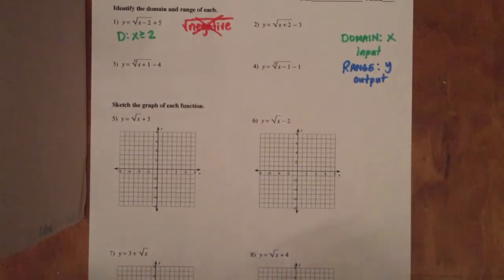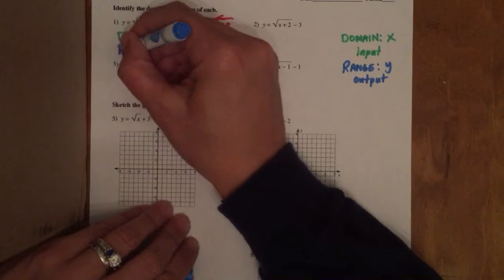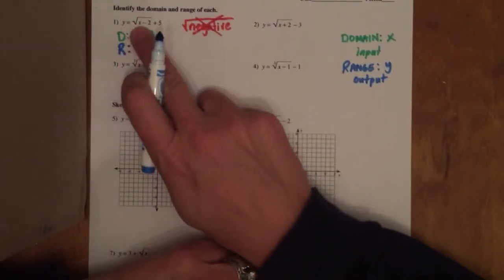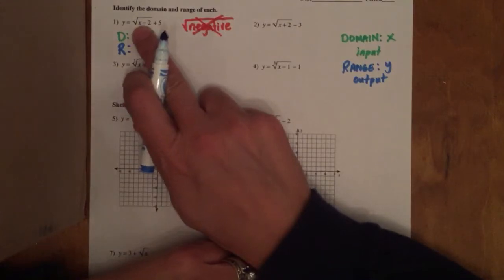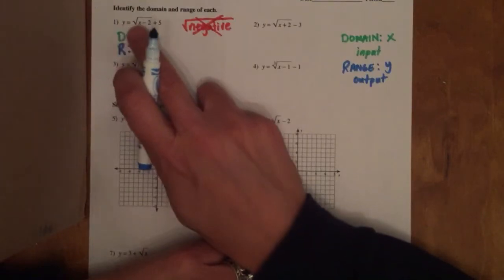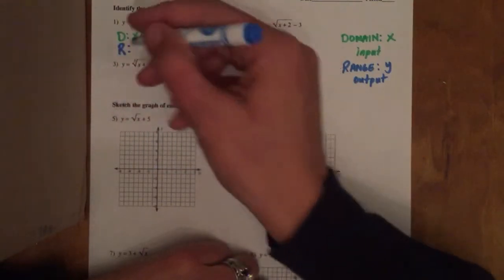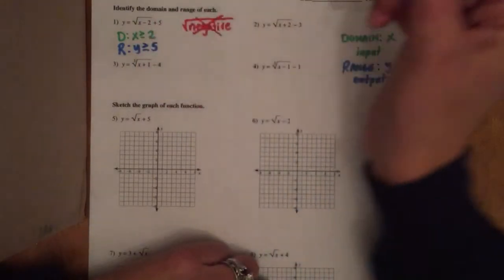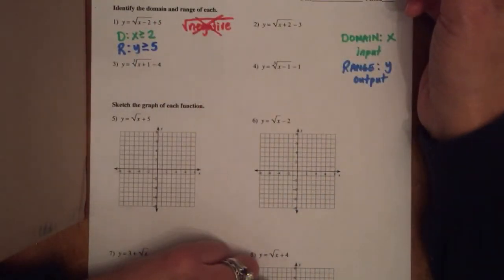Domain is your input. The range is your output. Well, if the smallest value I can get for the radical portion of this expression and this function is 0, that means the smallest y value I can get is 0 plus 5. So my range is going to be all y values greater than or equal to 5.